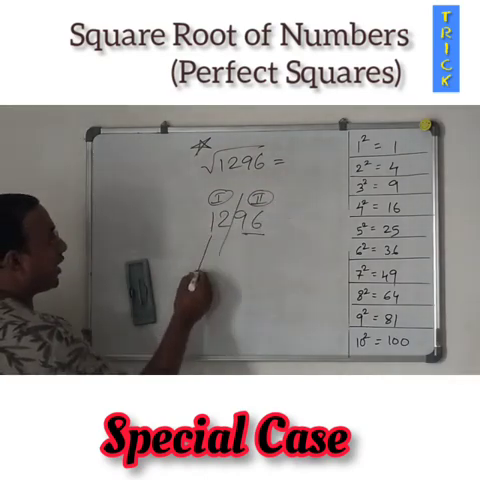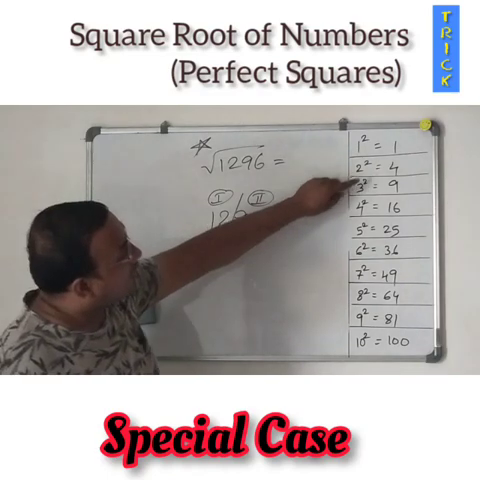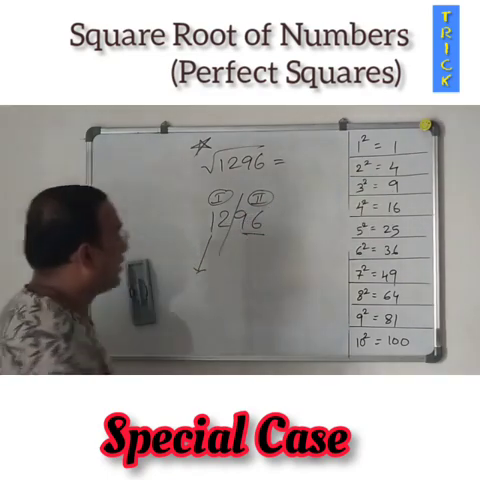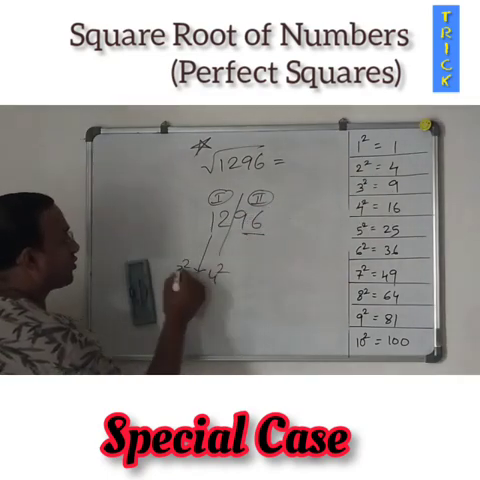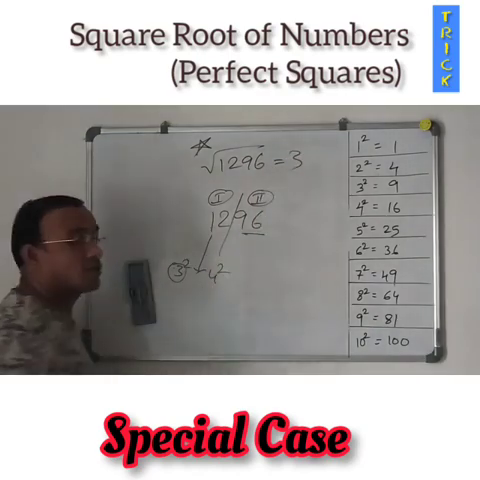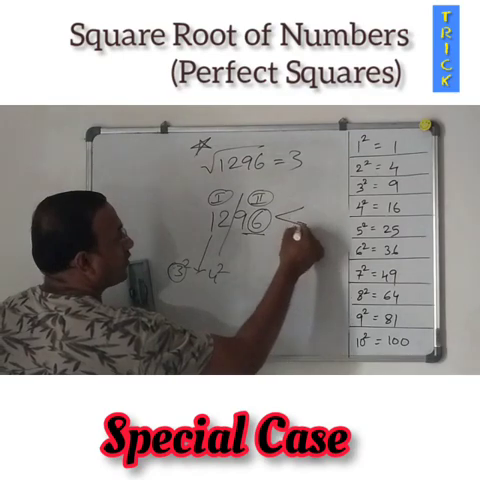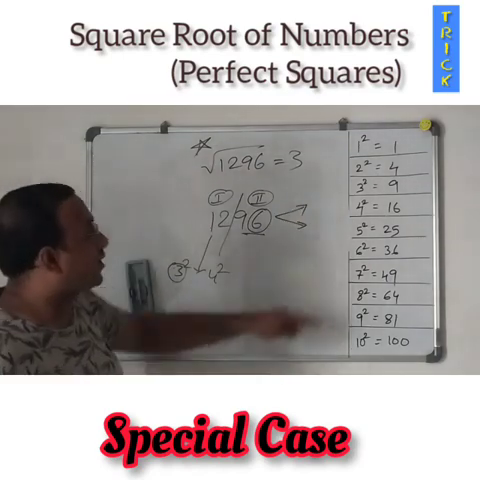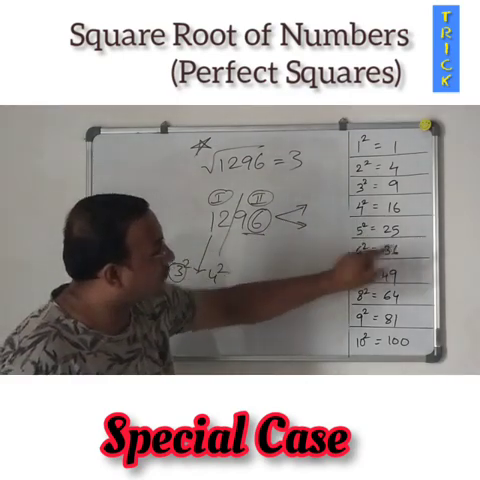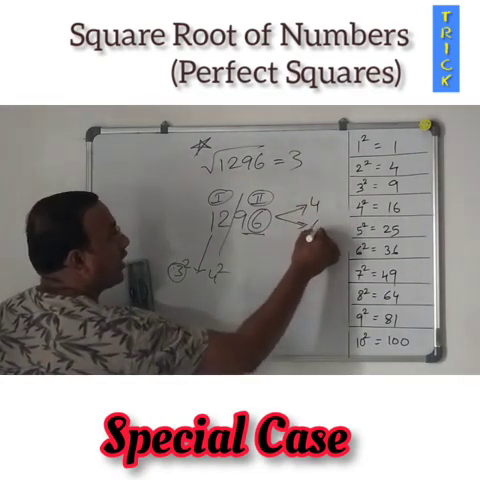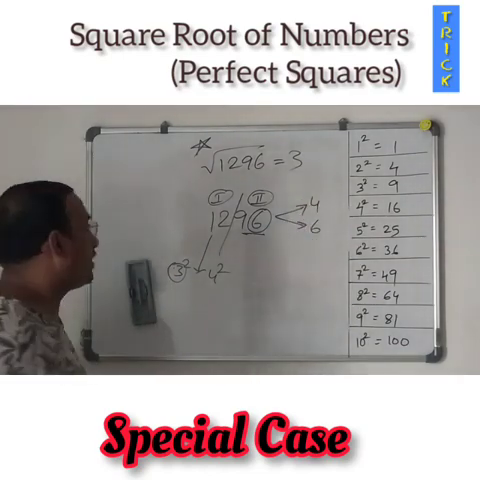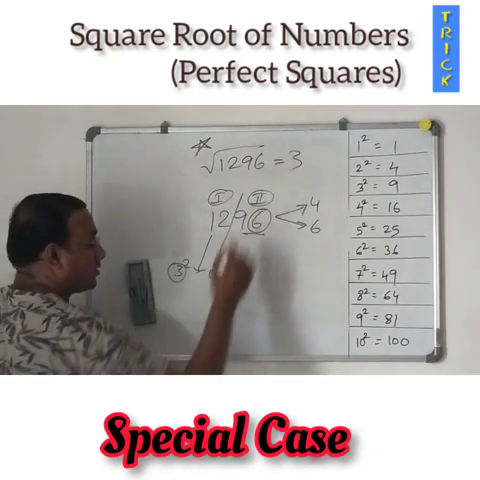Now what to do, friends? 12 lies between which two squares? That is 9 and 16. That is 3 square and 4 square. In these two, the smaller is 3. I got it, is it? That is the first part answer. Next part, friends? Here in the second part I see 6. So which squares have 6 in their units place? 4 square and 6 square. So the possibility is either 4 or 6. That we are going to decide by our first part answer 3.